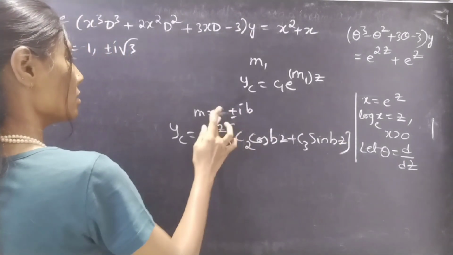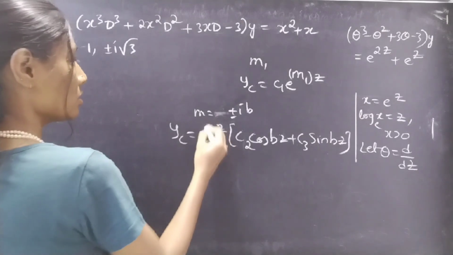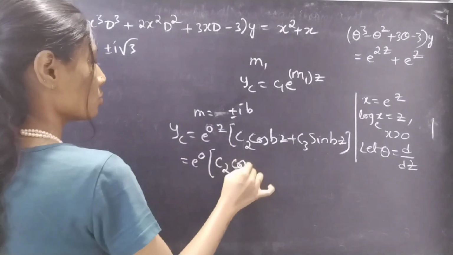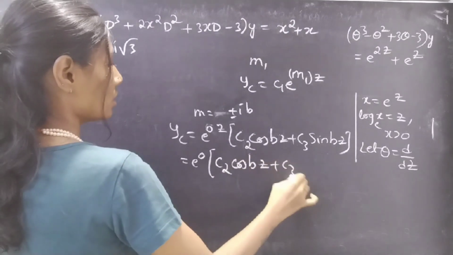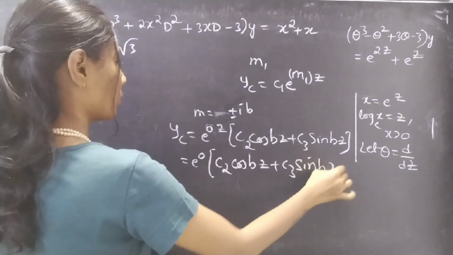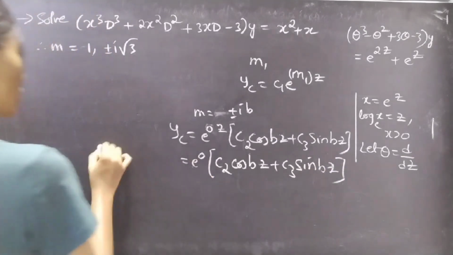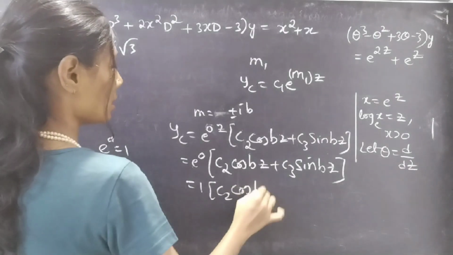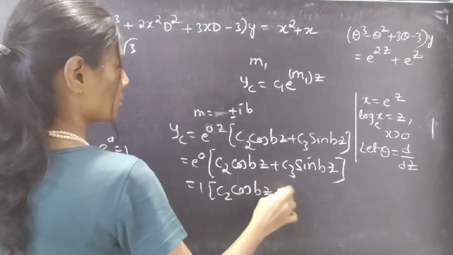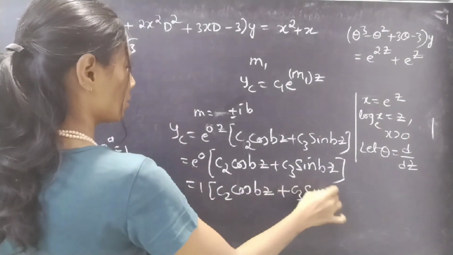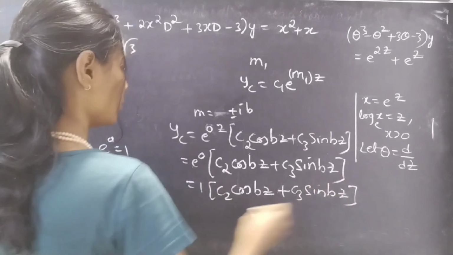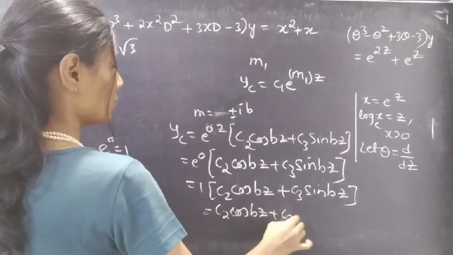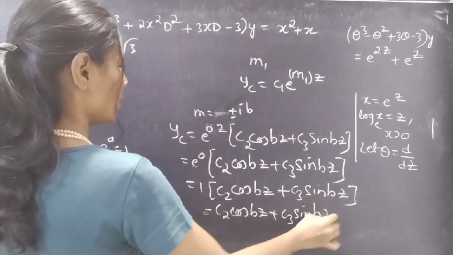In case a is 0, we get e power 0 into z times c2 cos bz plus c3 sin bz. Since e power 0 equals 1, we get 1 into c2 cos bz plus c3 sin bz, which equals c2 cos bz plus c3 sin bz.